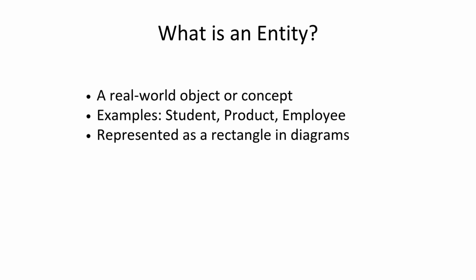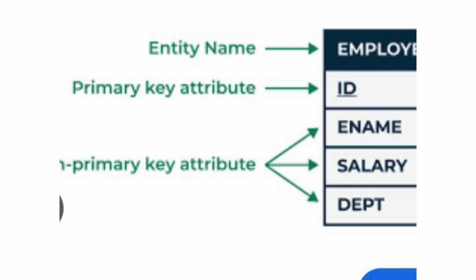Entity types and entity sets. Let's talk about two closely related ideas, entity types and entity sets. An entity type is like a template or blueprint. For example, student is an entity type. It defines what kind of information each student should have: their ID, name, date of birth, and so on. An entity set is the actual collection of data, the real life students currently stored in our system. So if student is the type, then Alice, Bob, and Charlie are instances in the student set.